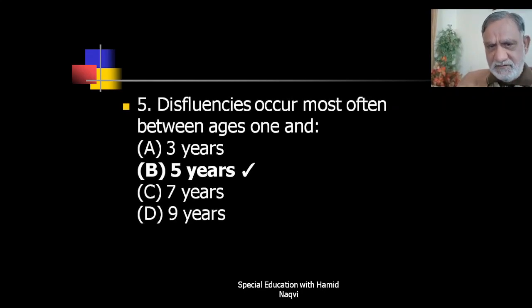Disfluencies occur most often between age 1 and 3, 1 and 5, 1 and 7, or 1 and 9. The correct answer is disfluencies occur most often between ages 1 and 5. And disfluency is the opposite of fluency in speech. Disfluency is not a smooth speech.